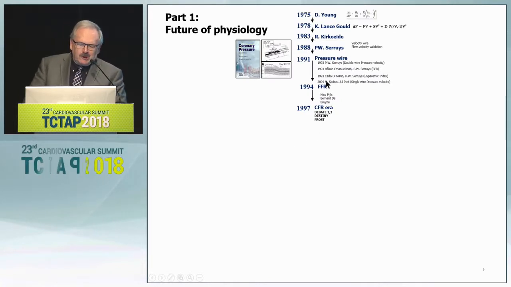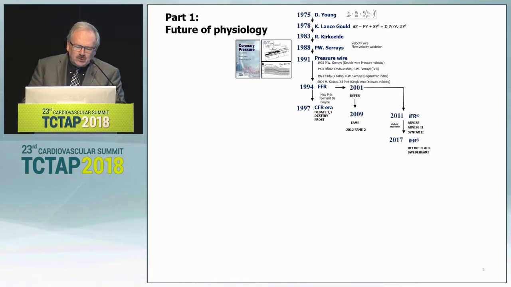So if you look, what happens is that between the FFR developed by Nico Pijls and Bernard De Bruyne, we had the CFR era in '97 with DEBATE 1, 2, DESTINI, and FROST. We convinced the world that stent was the way to go and the balloon was not the way to go. And as you could see, it takes 7 years for Nico Pijls and Bernard De Bruyne to develop DEFER, and another 8 years to do FAME 1, FAME 2, and FAME 3.